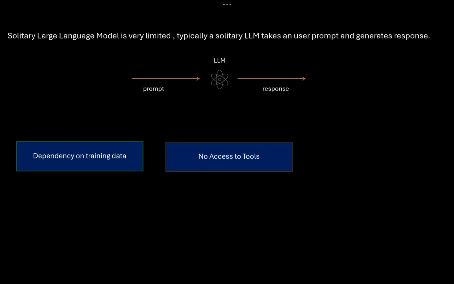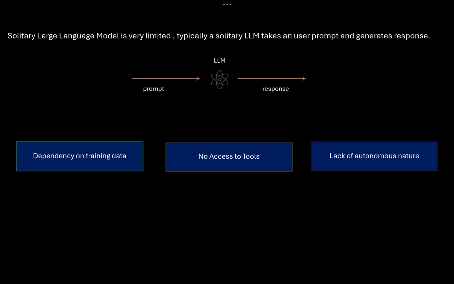Then we have no access to tools, right? This solitary LLM does not have access to tools. So if you are building a chatbot system where you want to give users the ability to cancel their order, fetch the order details, then reorder from that chatbot, you cannot do that using an LLM alone because it does not have access to the APIs of your store mechanism or the purchase mechanism that you have in place, right? That is where the solitary LLM will suffer.